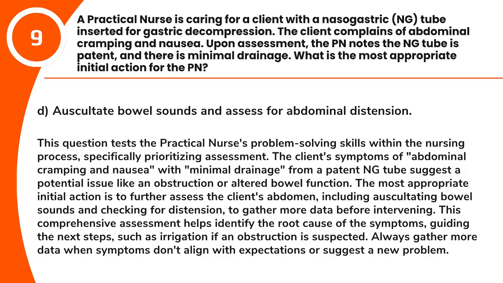The most appropriate initial action is to further assess the client's abdomen, including auscultating bowel sounds and checking for distension, to gather more data before intervening. This comprehensive assessment helps identify the root cause of the symptoms, guiding the next steps, such as irrigation if an obstruction is suspected. Always gather more data when symptoms don't align with expectations or suggest a new problem.